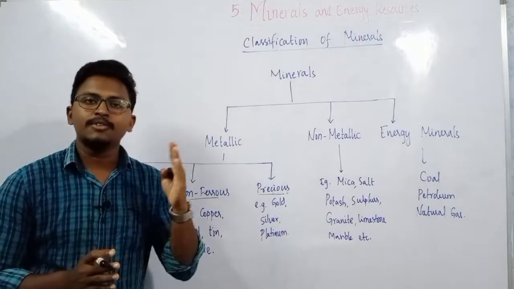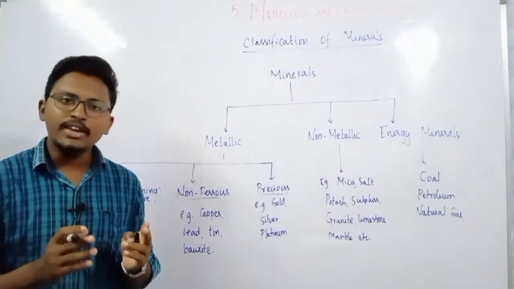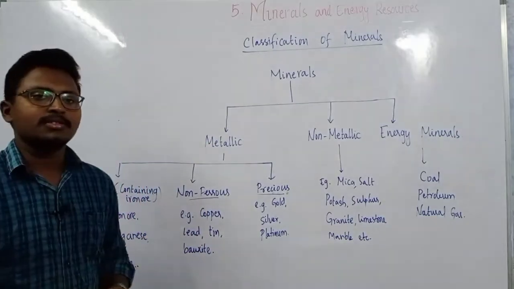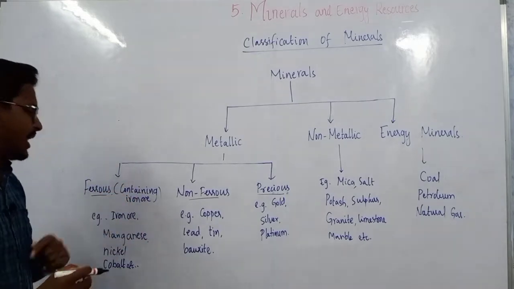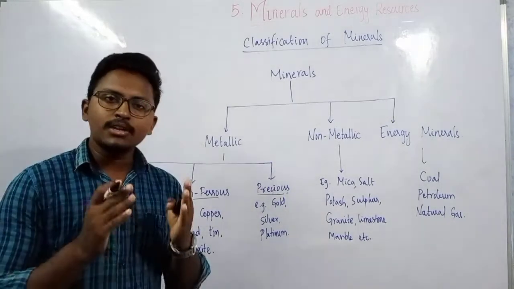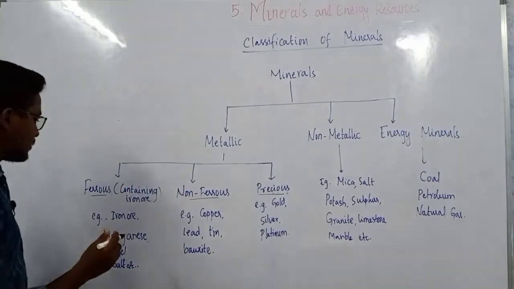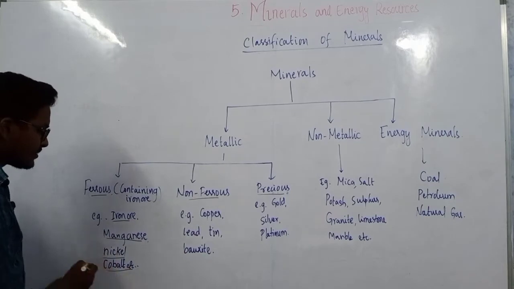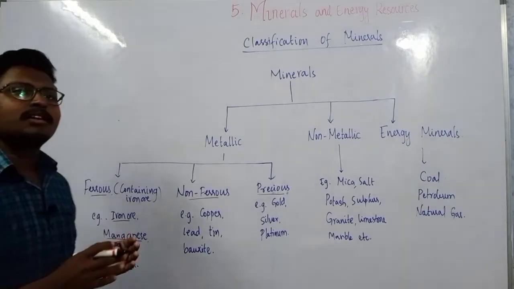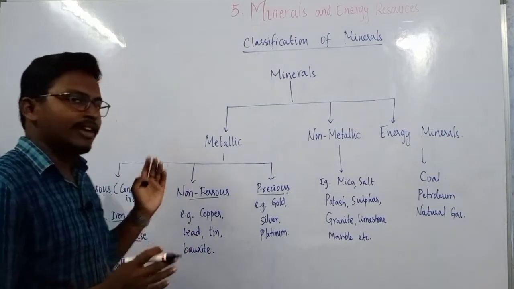Those minerals which contain iron ore, we call them ferrous minerals. So here you can see, ferrous means the minerals which contain iron ore. Then what are the examples of these ferrous minerals? One is manganese, iron ore, nickel, as well as cobalt. So these are some of the examples of these ferrous minerals.